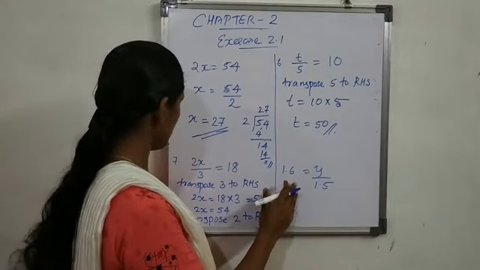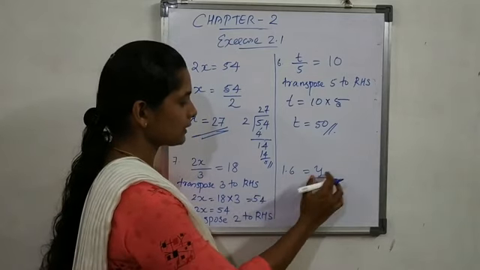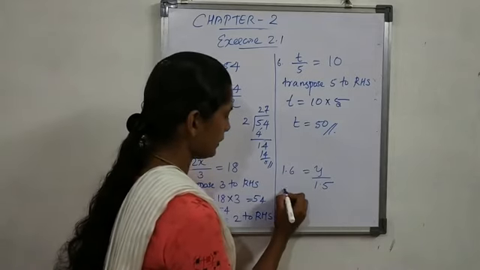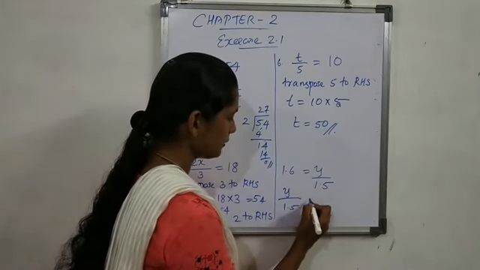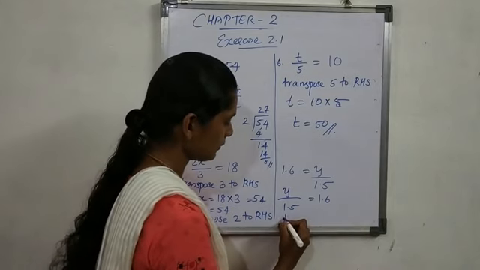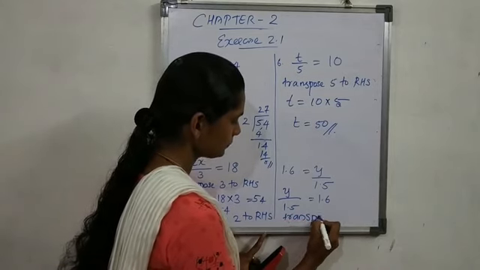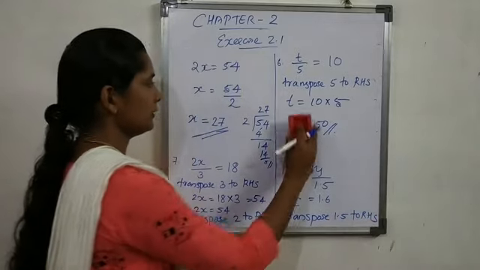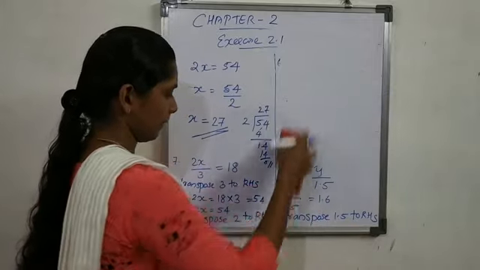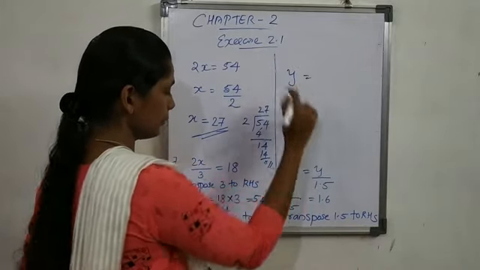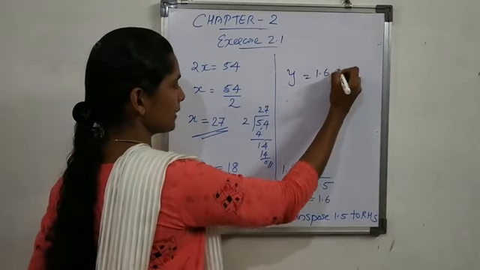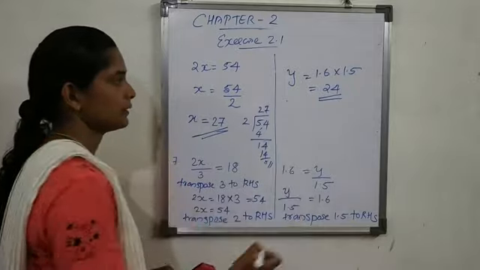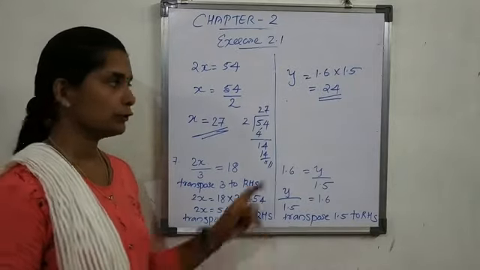Then moving on to the next question. 1.6 is equal to y by 1.5. There is a decimal here. Then I just write it like this, y by 1.5 is equal to 1.6. Then transpose 1.5 to the right side. That means y is equal to, 1.5 is divided there, therefore we have to multiply it with 1.6. The answer is 24. Y is equal to 24.